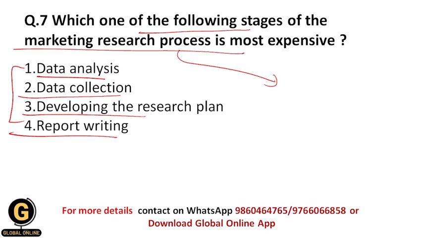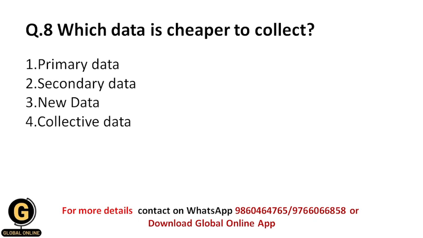That's why the most expensive stage in marketing research is data collection, because here we need lots of data from a lot of people, since we are going to study marketing trends. To collect the data we need a lot of funding, and data collection also requires lots of time. That's why the data collection process over here is most expensive. Which data is cheaper to collect? Whether it is primary data, secondary data, new data, or collected data?